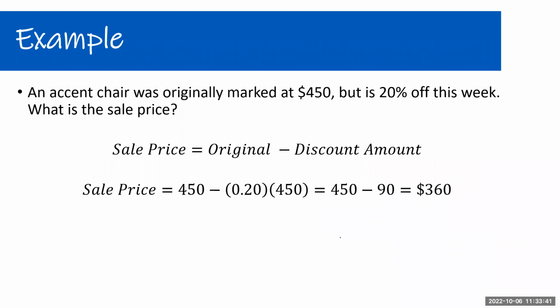So for example, an accent chair was originally marked at $450, but it's 20% off this week. What is the sale price? Well, the original is $450, and our discount amount is 20%. We don't know the dollar amount, so we need to find that. 20% of $450 is your discount amount. So we're going to have $450 minus 90, which gives us $360. So you can go buy the chair for $360 today.